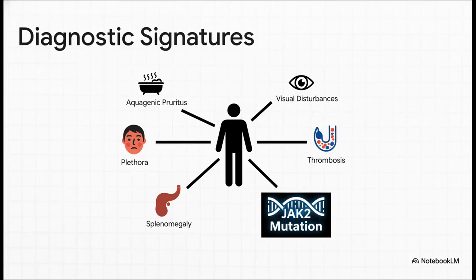You also have to recognize the systemic burden of this overproduction. Look closely for severe aquagenic pruritus, which is that intense, maddening itching strictly after taking a warm bath or hot shower. You'll also see transient visual disturbances, facial plethora, and a massively increased risk of both arterial and venous thrombosis because the blood is just so hyperviscous. Splenomegaly is also super common. Ultimately, though, the whole diagnosis hinges on identifying the JAK2 V617F mutation present in about 95% of these patients.